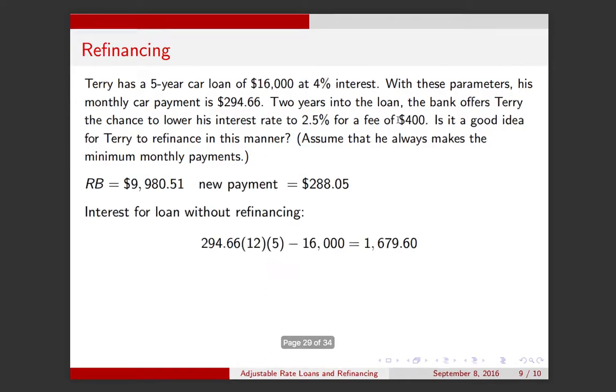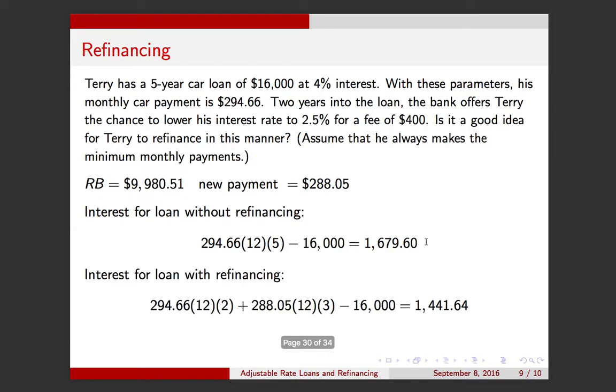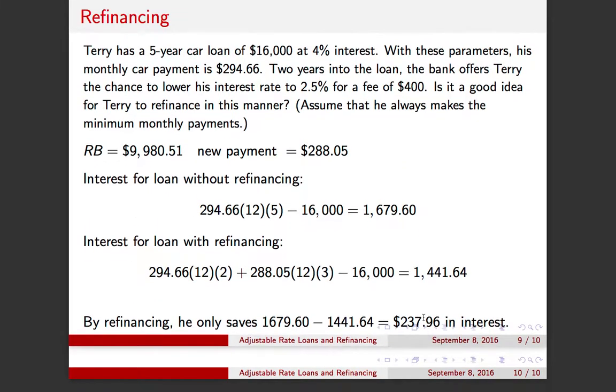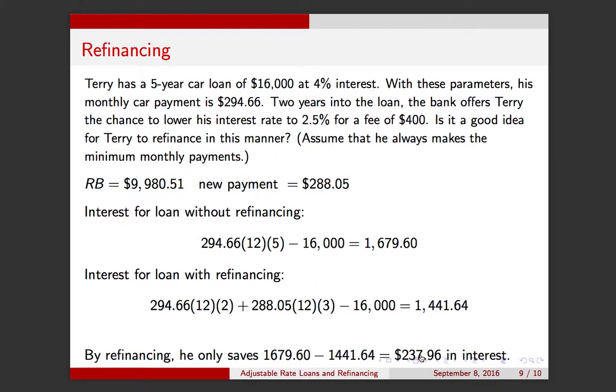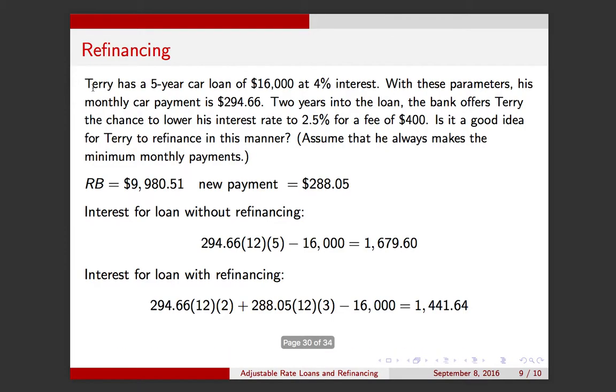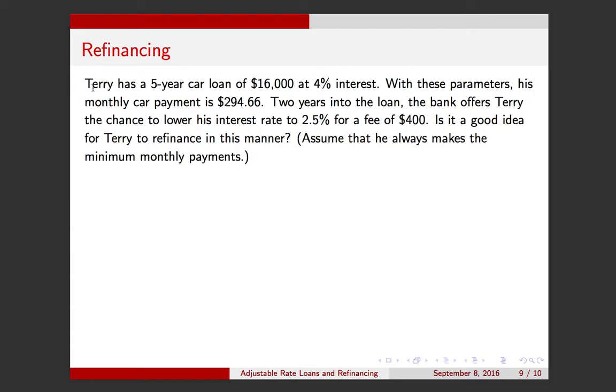So let me just spell out everything here. So the interest for the loan without refinancing, we recorded as 1679.60. Interest, if he does refinance, was this 1450-ish number I got, so 1,441. So the difference between those two numbers is only $240. So again, you wouldn't pay $400 to save $240. Okay, so all of that to say, a question like this refinancing question is fair game for an exam.